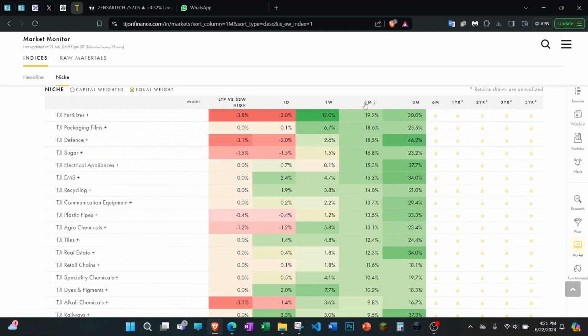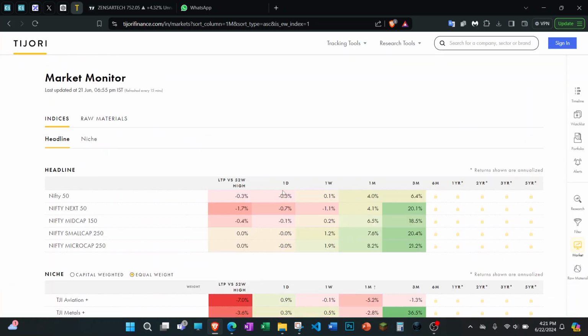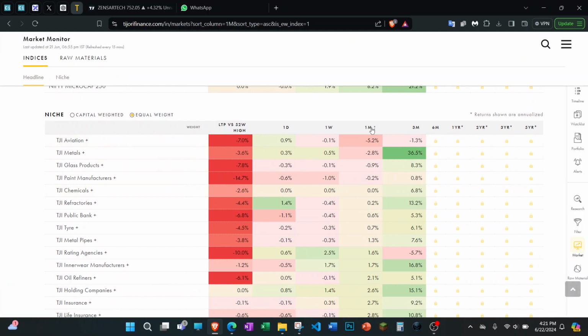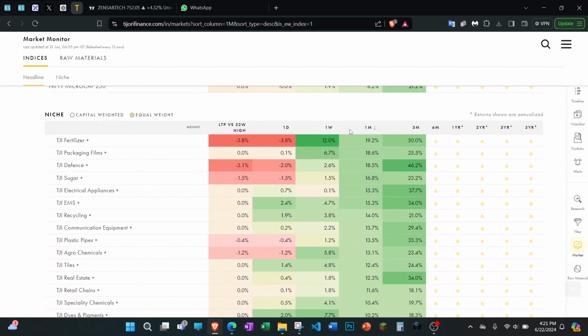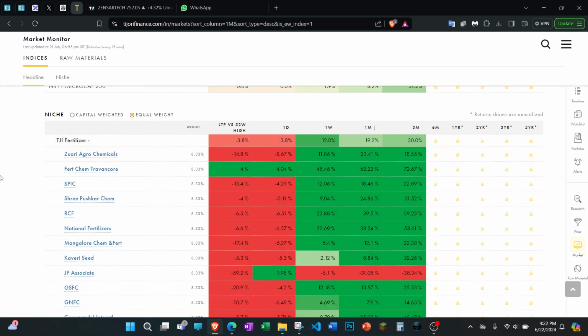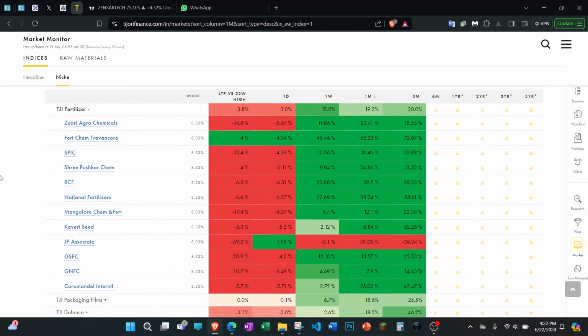Okay, and then first we'll go through the 1 month performance. You can use ascending or descending, right? As a swing trader, your focus should be on the strongest stocks, right? So we start with descending first. The stocks that have given the highest percentage of returns in the last 1 month will be on the top. Here you can clearly see the fertilizer sector gave the highest returns over the last 1 month and the last 1 week as well. Here you just click on this plus sign and you will get all the stocks belonging to that particular sector.